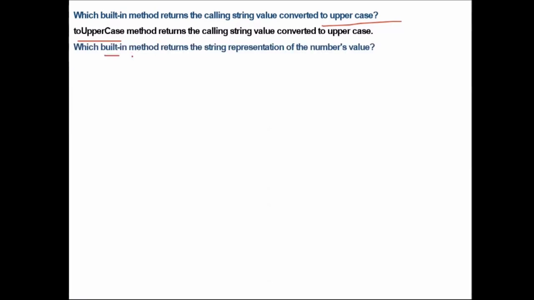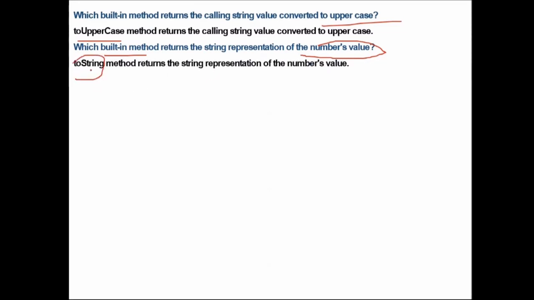Now which built-in method returns the string representation of the number value? You have a number in numeric form, and you want to convert it into a string. For that you use toString, to small, S capital, toString. This method returns the string representation of the number's value.